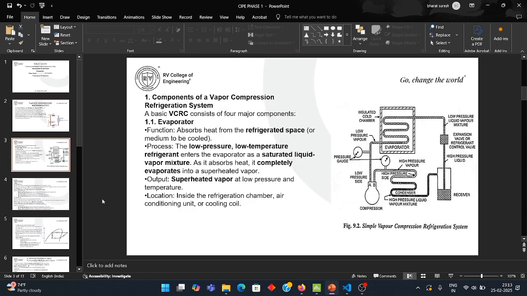The components of a vapor compression refrigeration system include an evaporator, which absorbs heat from the refrigerated space. The process involves a low pressure, low temperature refrigerant entering the evaporator as a saturated liquid vapor mixture. As it absorbs heat, it completely evaporates into a superheated vapor. Superheated vapor at low pressure and temperature is the output.